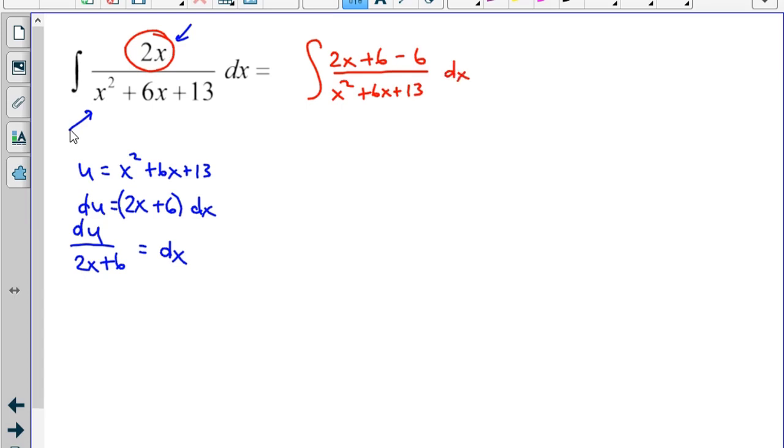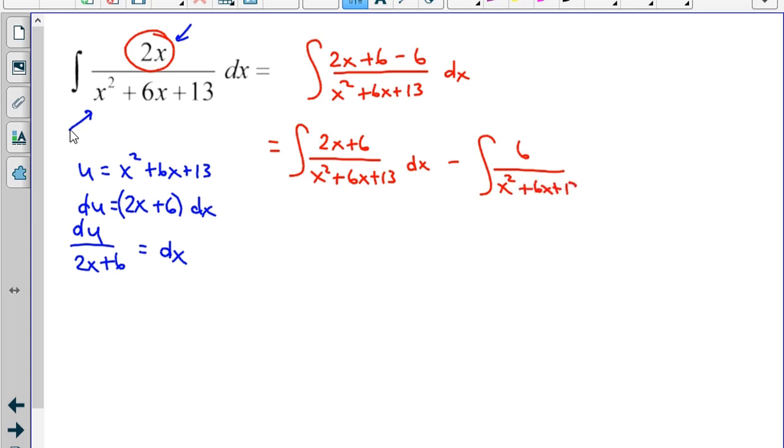Now if I do this, I can use some of the rules of integration to rewrite the integral as the integral of 2x plus 6 over x squared plus 6x plus 13 dx minus the integral of 6 over x squared plus 6x plus 13 dx. So I'm just rewriting 2x as 2x plus 6 minus 6 because I'm allowed to add 0 to any problem that I have. And then I separated the integral into two separate integrals.